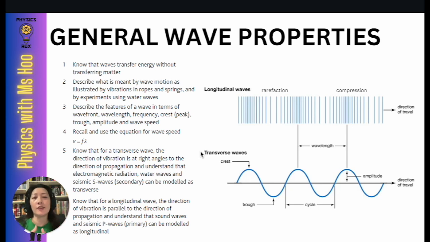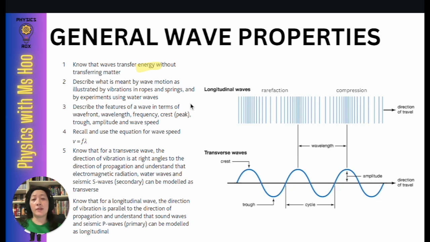Now we start off first with general wave properties. First things first, you must know that waves transfer energy without transferring matter. So when there are waves, for example, whether it's sound waves, light waves, electromagnetic waves, water waves, whatever, all these waves, as the energy travels, the matter does not travel together with the energy. There is movement of matter, but there's no transference of matter, only transference of energy. So I'm going to highlight the word energy here.